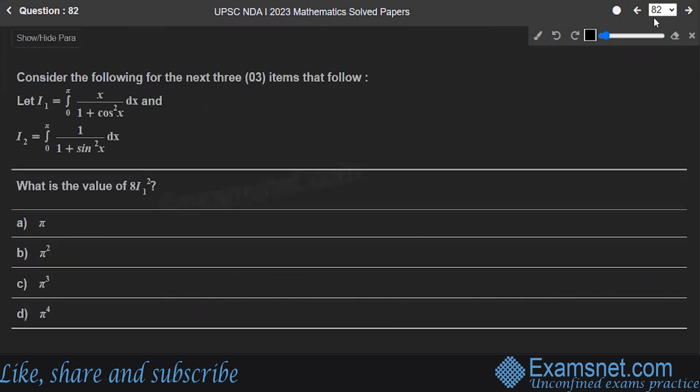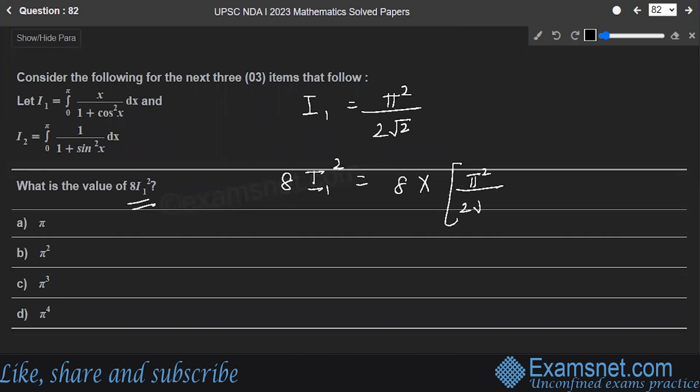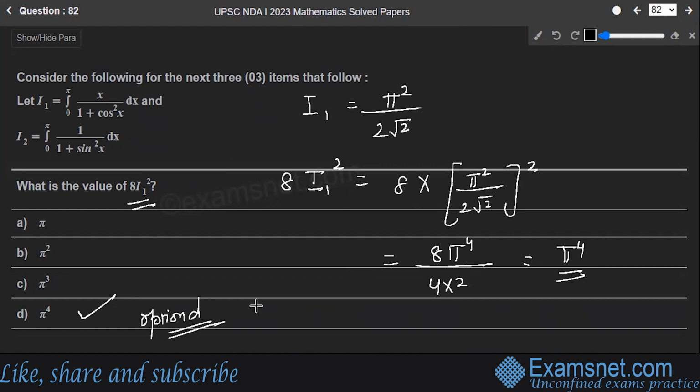Next is question number 82. Now you have to find out the value of 8 I1 square. I1 we just calculated in the last sum. It was equal to pi square upon 2 root 2. So 8 I square is equal to 8 into pi square upon 2 root 2 whole square, which is equal to 8 pi raised to power 4 upon 4 into 2. That is equal to pi raised to power 4, and option D is the correct answer.